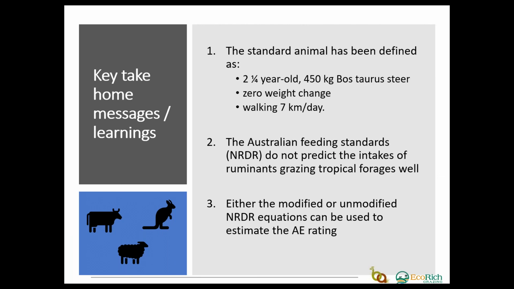The standard animal from our work is a 2¼ year-old, 450 kilogram Bos Taurus steer with 0 weight change, walking 7 kilometres per day. So now we're catering for weight change and walking.